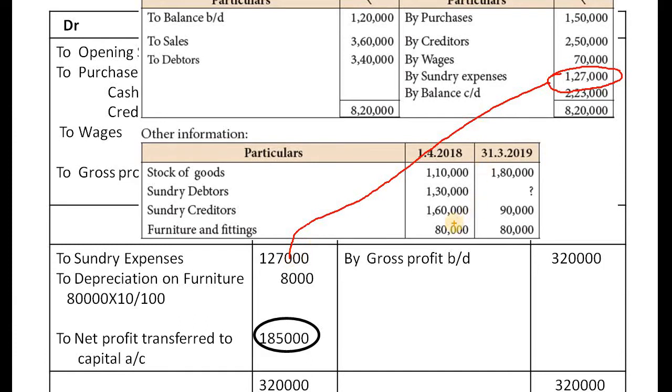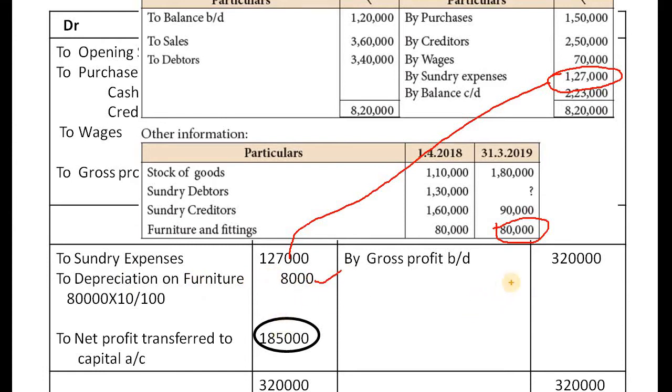And in the additional information part of the problem, we are asked to calculate depreciation at 10% on furniture. Furniture closing value is 80,000, and we have to calculate 10% on 80,000. That will come to 8,000. Depreciation will be entered on the debit side of the profit and loss account. So we are entering 8,000 on the debit side.